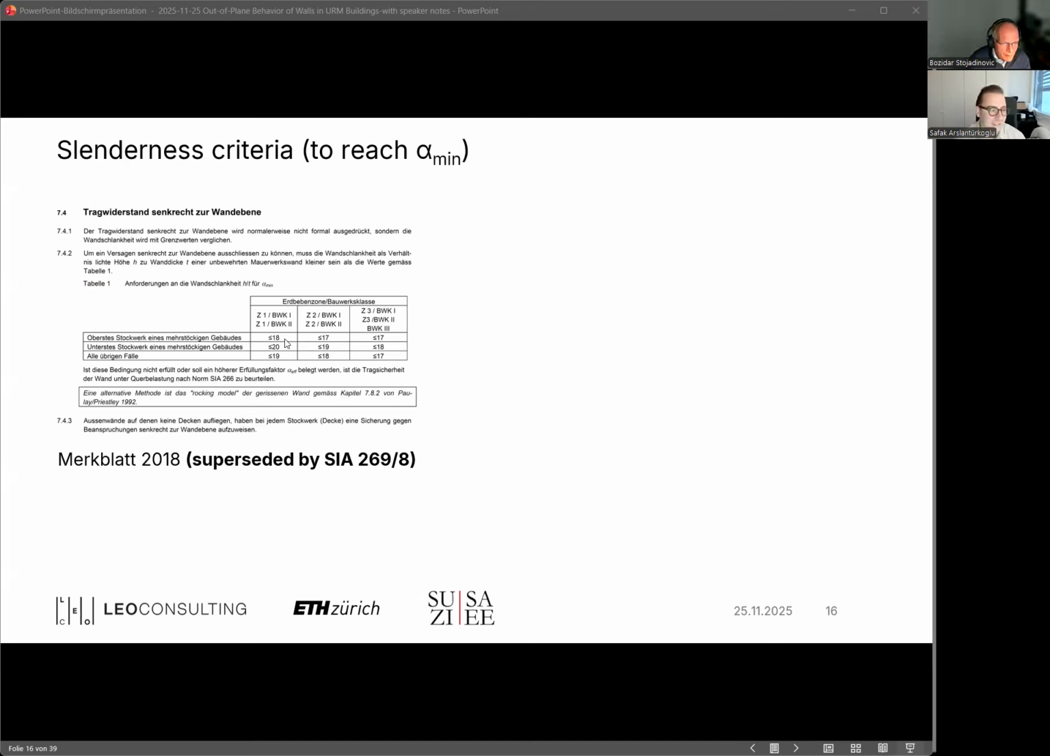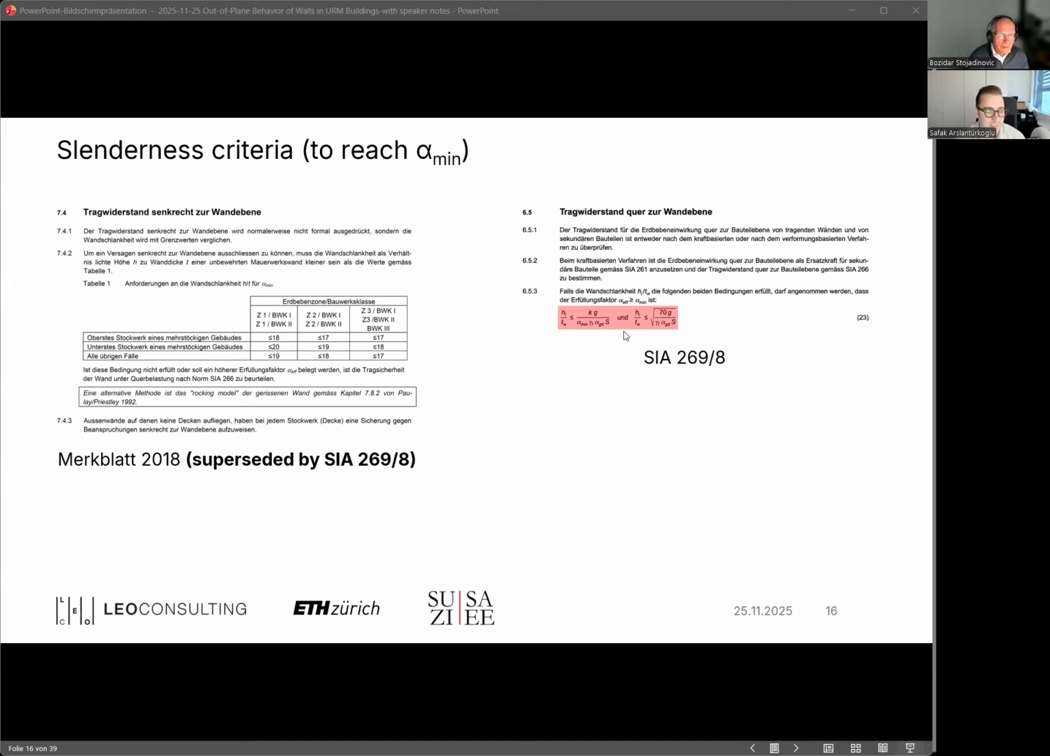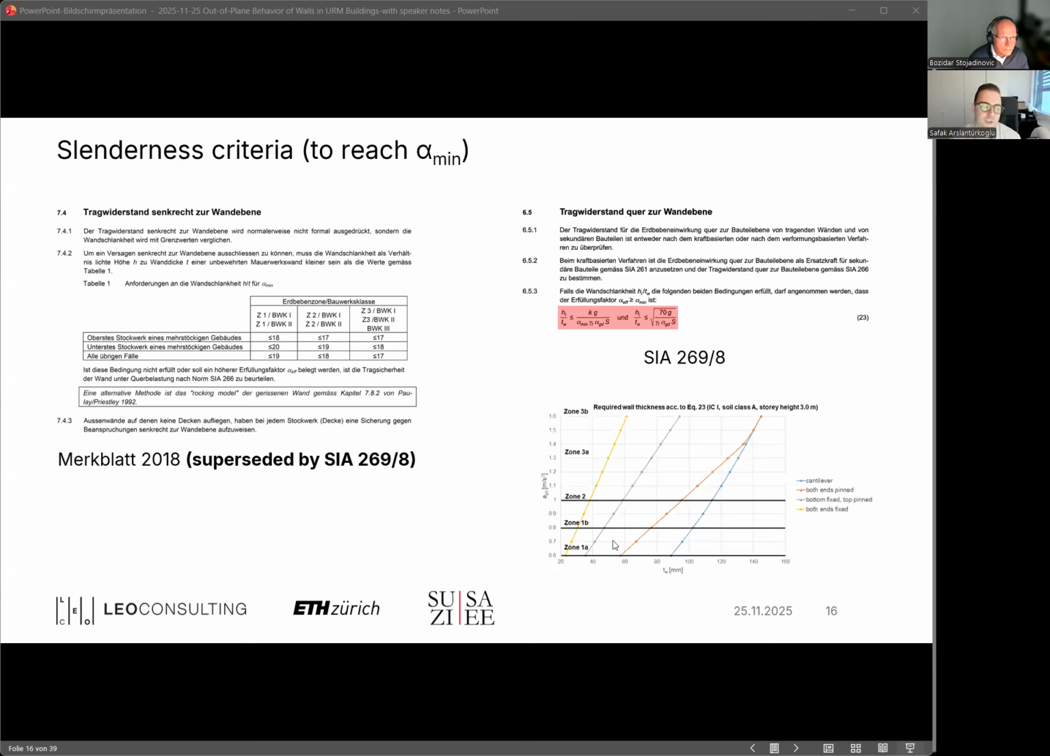A similar thing is also implemented in today's SIA 269-8. It just looks a bit more complex. It has a couple more parameters. These parameters usually have to do with the boundary conditions of the wall. Here, I try to give an example, depending on whether the wall is a cantilever wall, whether the ends are pinned or fixed, or one side pinned, one side fixed, etc. With this equation for this example building, you can obtain the minimum required wall thickness.